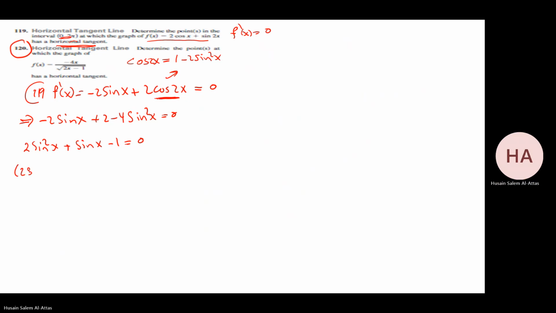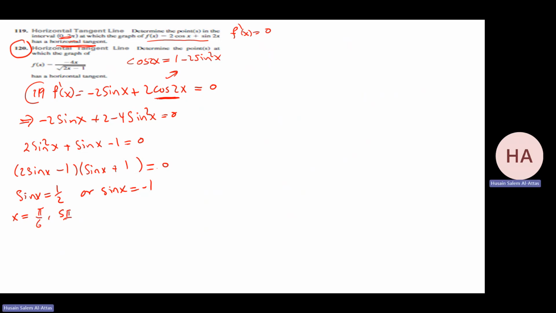Factor it: 2 sine x, and here I have sine x. I want minus, so this is plus 1, and this is minus 1, equal to 0. So I have sine x equals half, or sine x equals minus 1. Sine x equals half gives x equals pi over 6 or 5 pi over 6, which are the first and second quadrant. Here I have x equals 3 pi over 2.